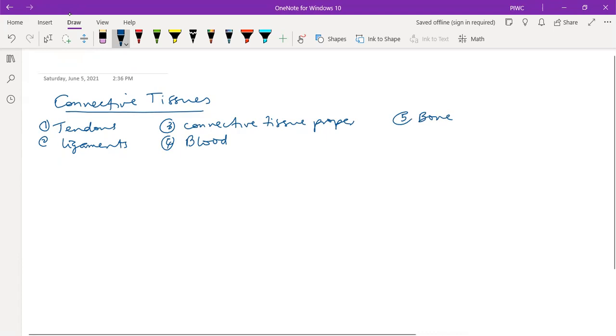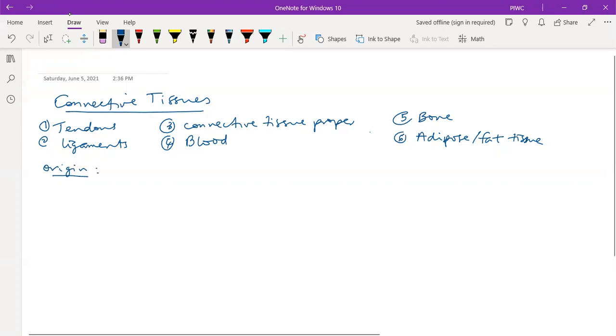We'll be talking about different types of the connective tissue proper very soon. And then we also have adipose tissue, which is also a connective tissue, fat tissue, adipose. So these are some of the examples of connective tissue. Now, what's the origin of connective tissue? Where does it originate?